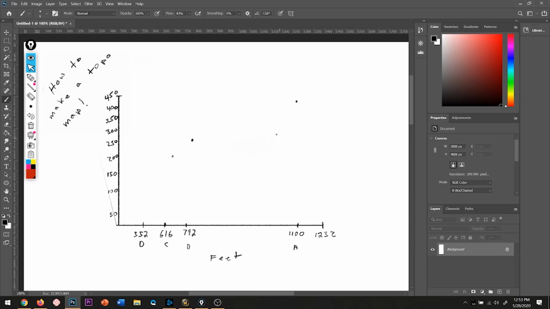Erase this. Pretty sure nobody else has made a topo map in a while before. This is pretty nerdy, even for me, but it's fun.